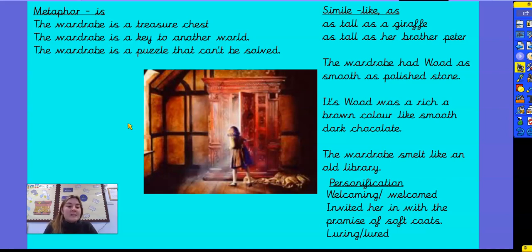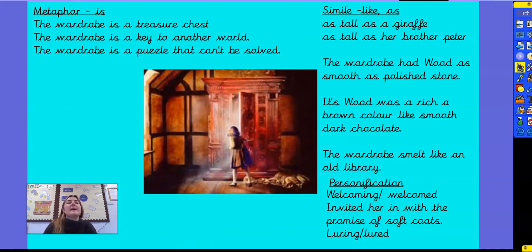The wardrobe is a key to another world. It's not actually a key, is it? But it's an opening and it's a way of the children exploring another place. And then lastly, I put the wardrobe is a puzzle that can't be solved. So by this, I mean that the wardrobe is confusing. How can it be that there is this other world in the back of the wardrobe? So those are quite loose ones there, but you can see how you really have to think outside the box.